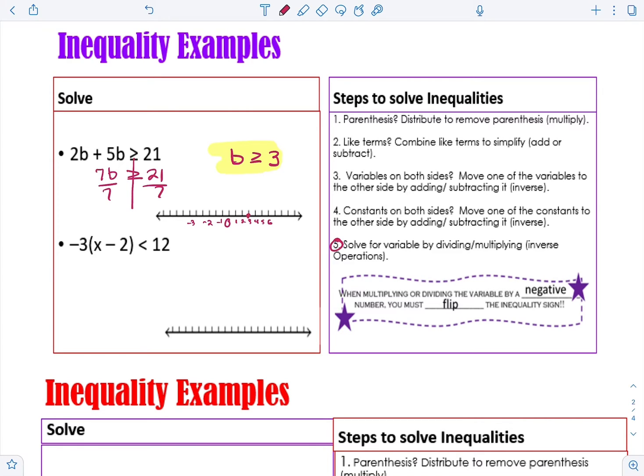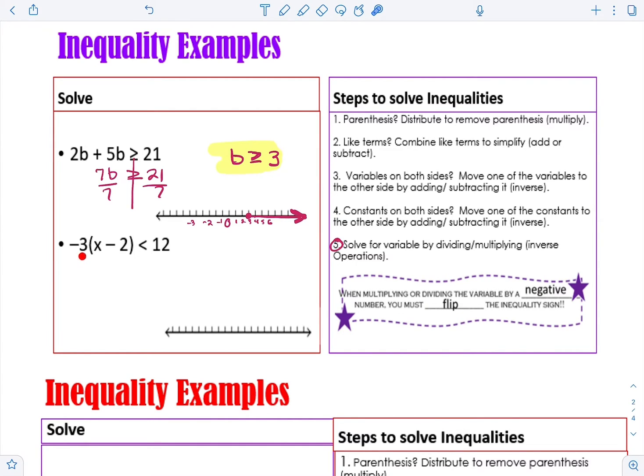So this is 3. I've plotted 3. That's b equals 3. But it says it's also greater than. So therefore, I'm going to shade to the right, which is the direction in which this arrow is pointing. And I've shaded. I'm done. There was no flipping involved because notice how here we divided by +7, not negative. So let's go to the next example here.